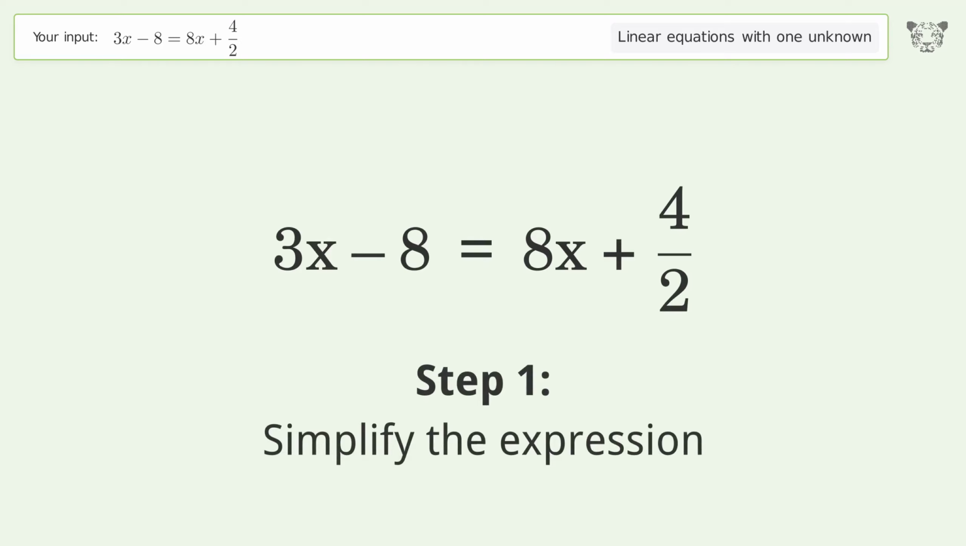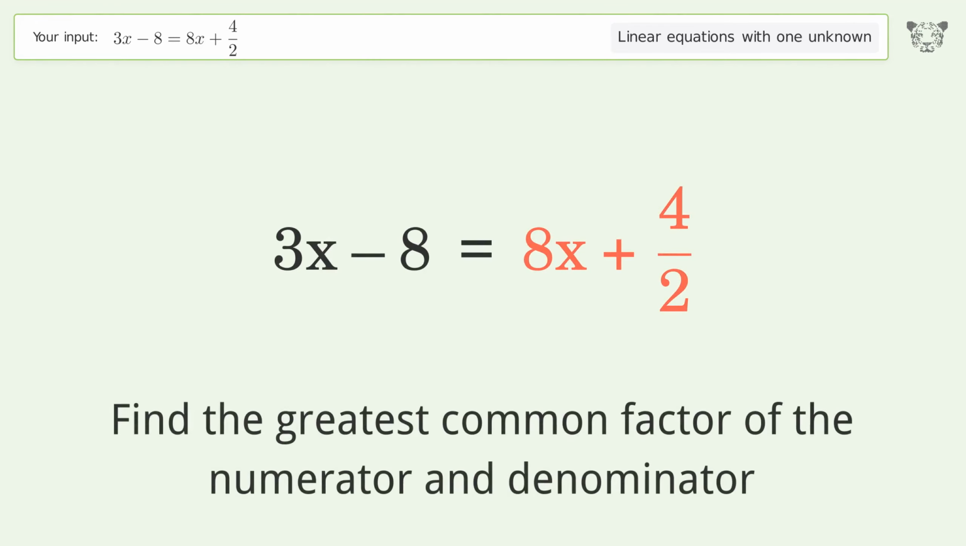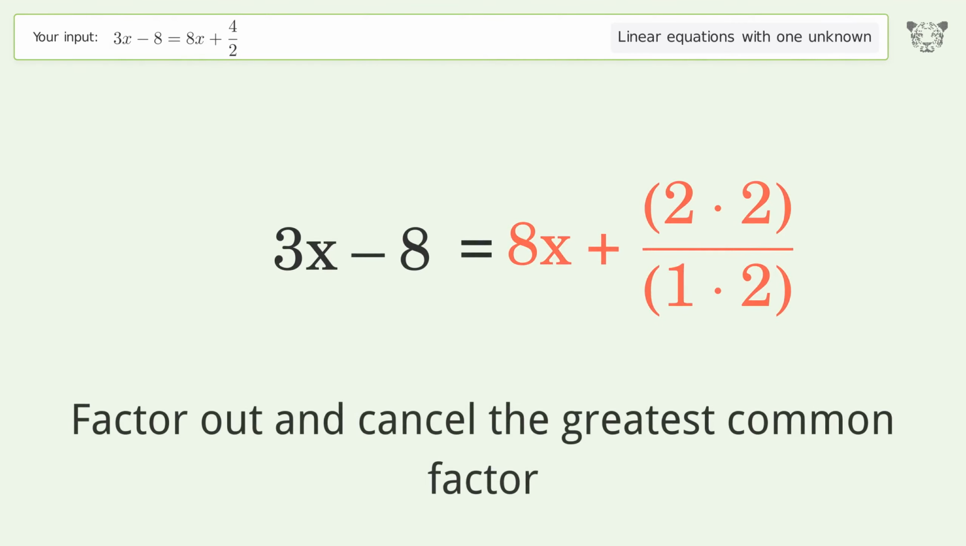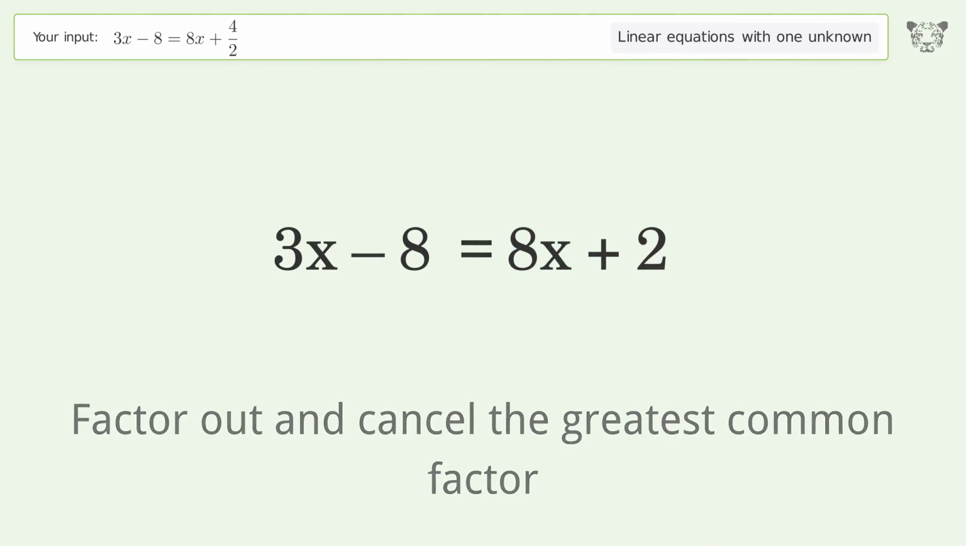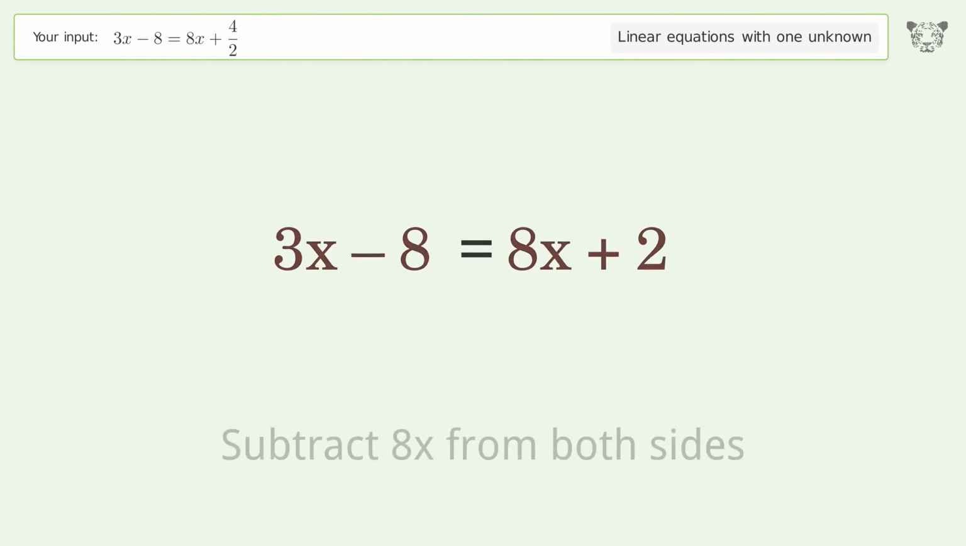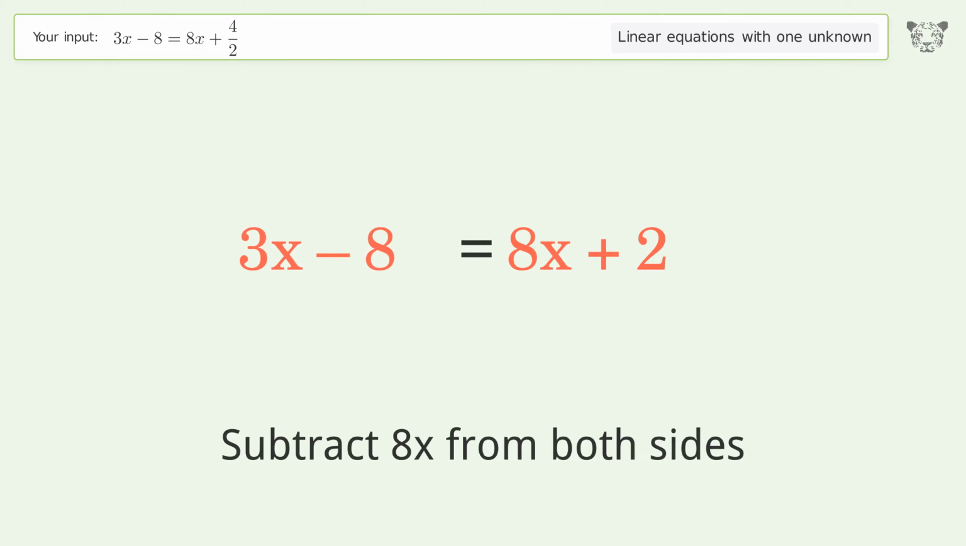Simplify the expression. Find the greatest common factor of the numerator and denominator. Factor out and cancel the greatest common factor. Group all x terms on the left side of the equation. Subtract 8x from both sides.